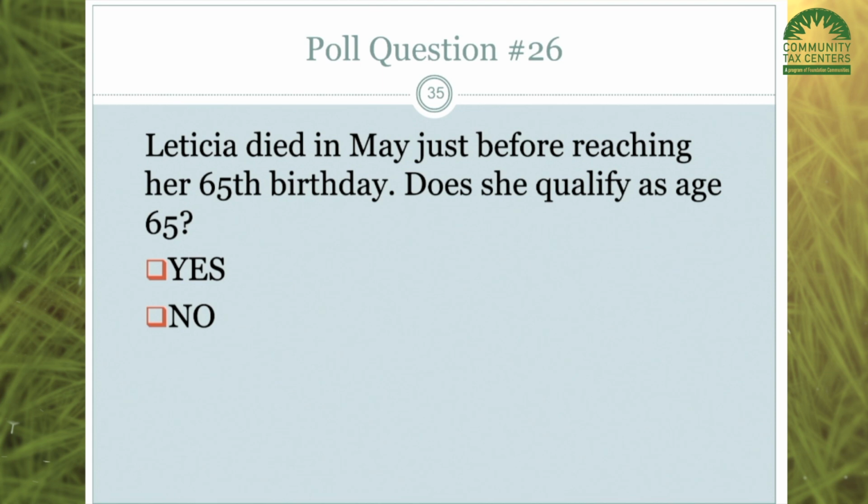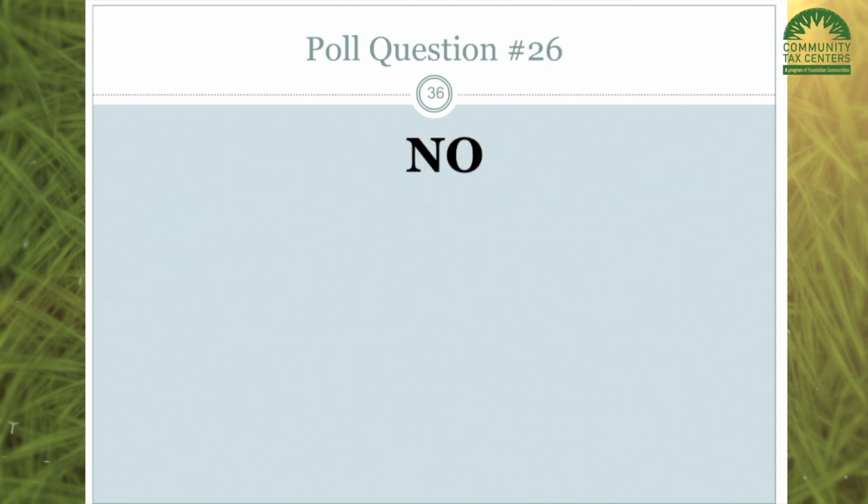Leticia died in May just before reaching her 65th birthday. Does she qualify as age 65? Now this one I know we didn't go over. We typically look at a person's age as of December 31st. So she is just going to still get the standard deduction. She's not going to get the additional amount because, again, it'll look at her age as of December 31st.